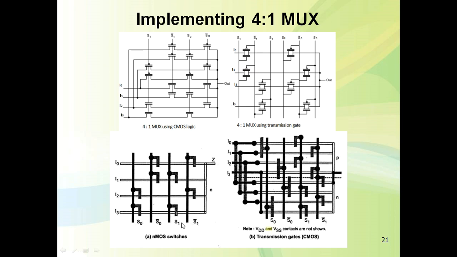S1 is equal to 1 and S0 bar is equal to 1. At that time this transistor will be on, so Z is equal to I1. So according to the truth table, we can arrange these transistors in series and we can implement the 4:1 mux.